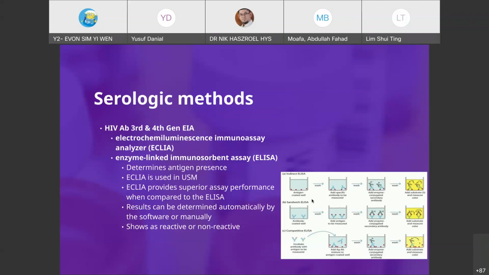So ECLIA has a superior assay performance to ELISA. And the results can be determined automatically by the software or manually. But we're going to see some interpretation, or how to interpret reactive and non-reactive results in the algorithm later. Okay.